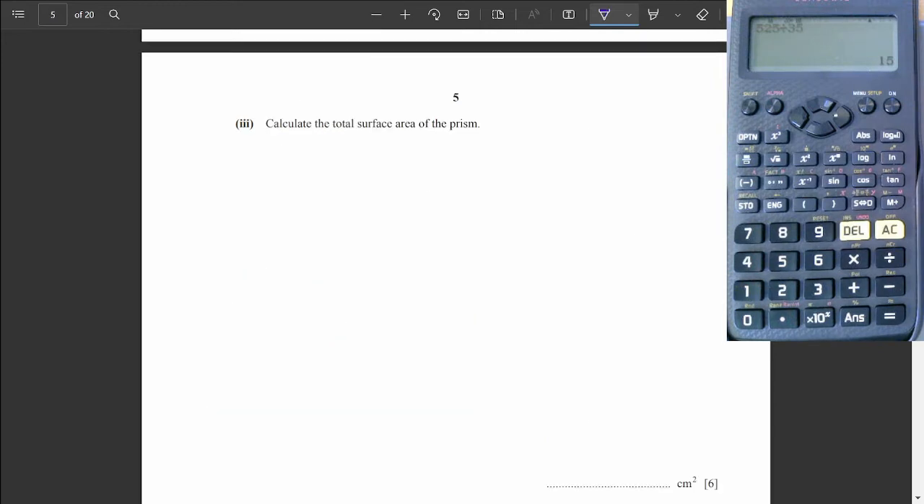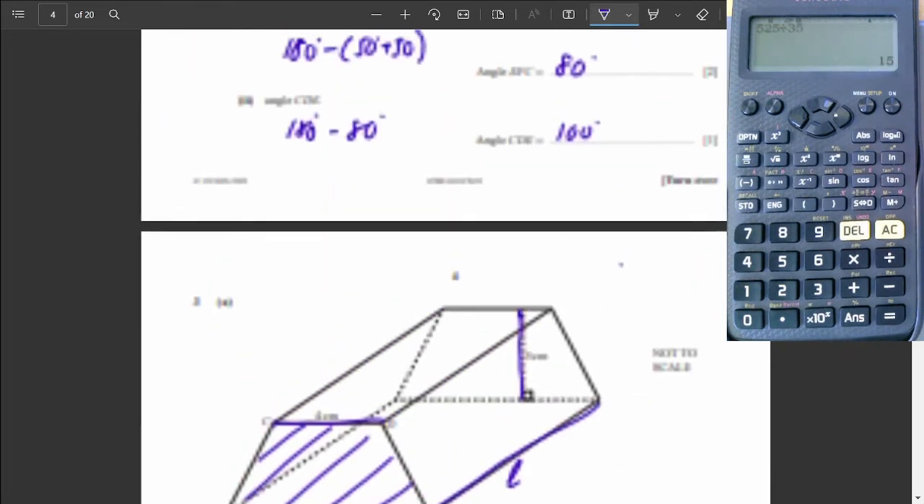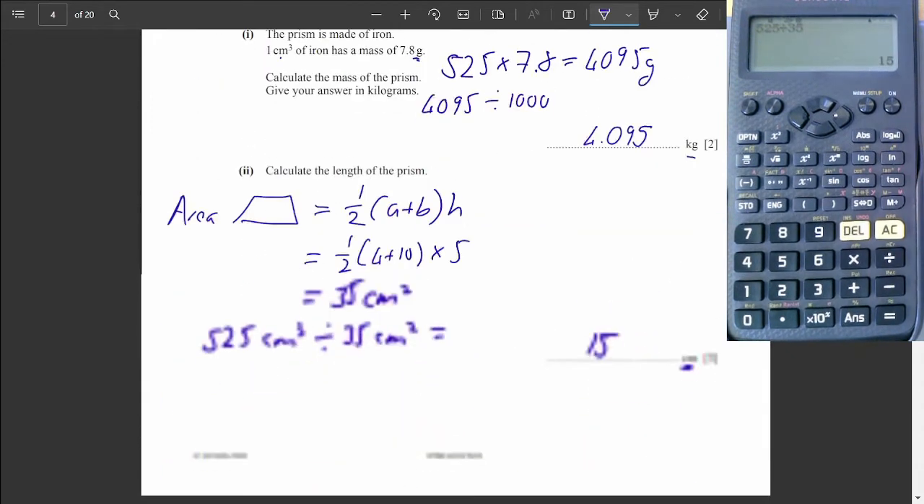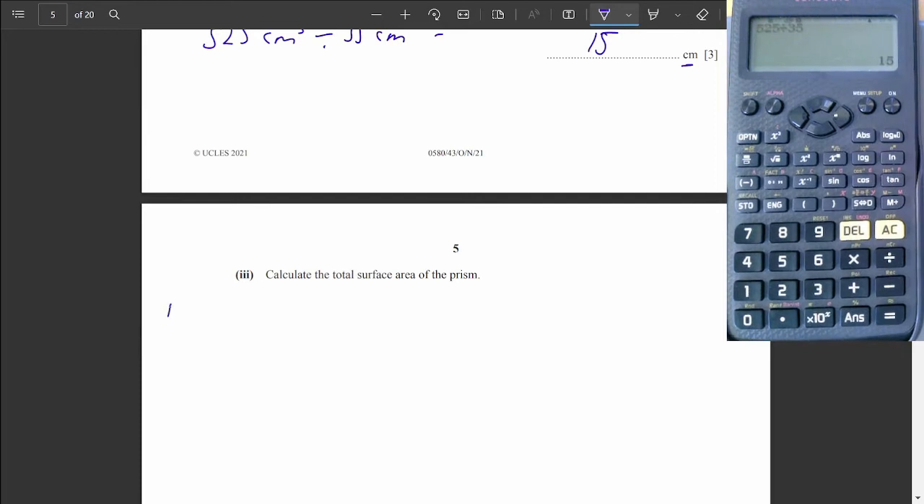Right, part 3, calculate the total surface area of the prism. So a lot of scrolling back and forth we're going to do here. Now, first of all, we already had the surface area of the front and the back. So let's write that down. So the front and the back is the same. It's both 35. So the total there will be 70 centimeters squared.